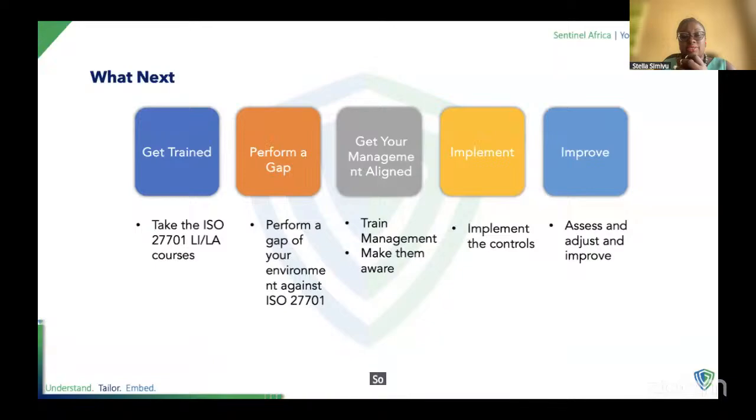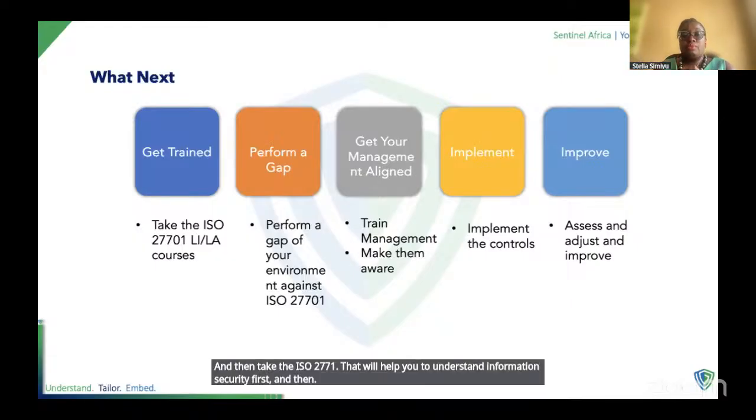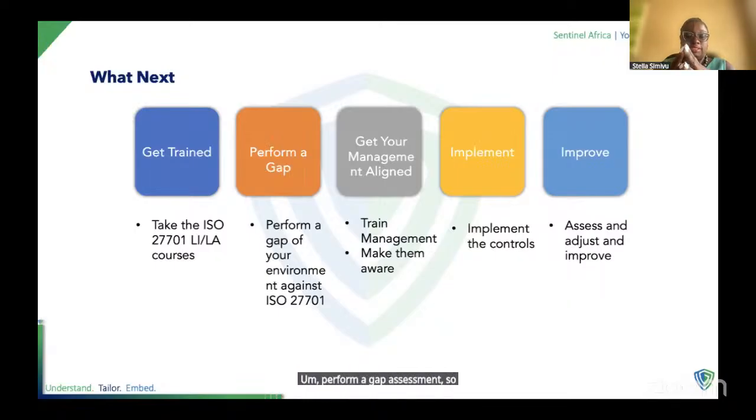So get trained. What I could recommend is start off with ISO 27001 and then take the ISO 27701. That will help you to understand information security first, and then the privacy information management system. Perform a gap assessment. The standard can be bought online, and you can do a gap assessment against the ISO standard just to understand: this is what the ISO standard requires, this is what I'm doing, what's the gap.